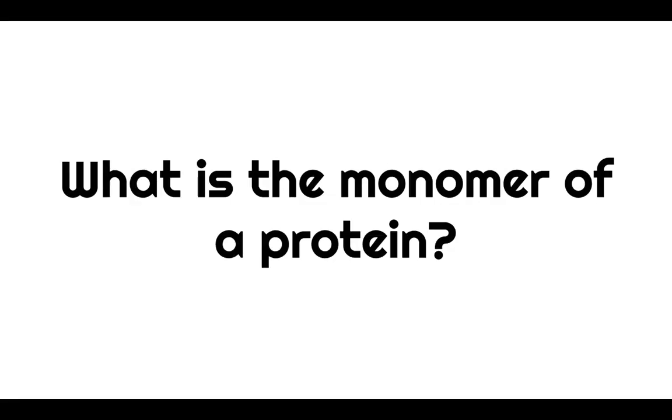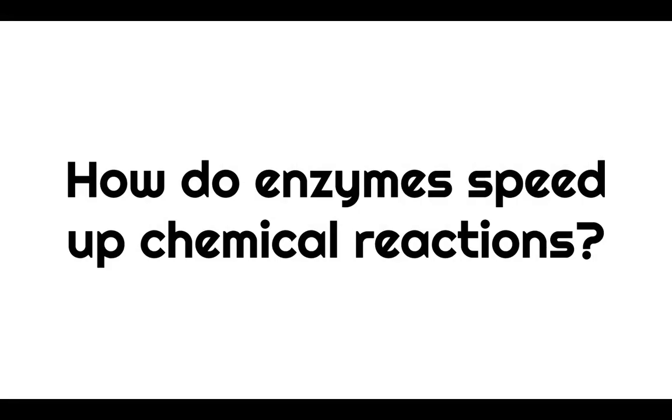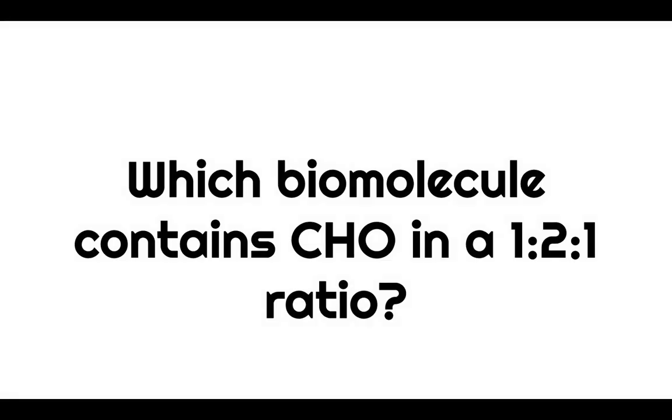Okay, so now I'm going to go through these and practice answering a few questions. So what is the monomer of a protein? One piece of a protein. Remember protein? Teens like to make A's in school. Teens like A's: amino acid. It's amino acid. How do enzymes speed up chemical reactions? If you remember that graph, there's a red line and a blue line. The blue line was a lot lower because it lowers the activation energy. So enzymes speed up chemical reactions by lowering the activation energy for that chemical reaction. Which biomolecule contains CHO in a 1:2:1 ratio? It's carbs. Carbs, sugars have to have a 1:2:1 ratio of carbon, hydrogen, and oxygen, like C6H12O6, which is glucose.